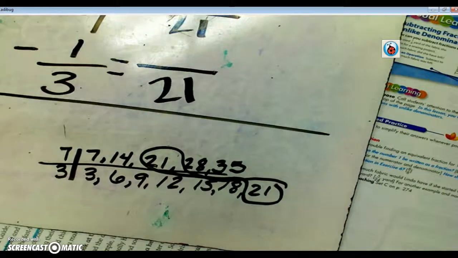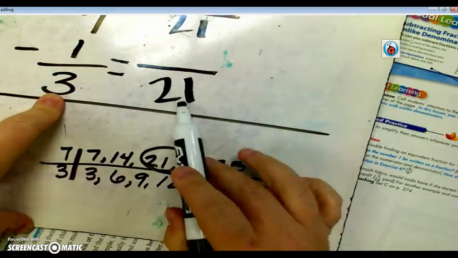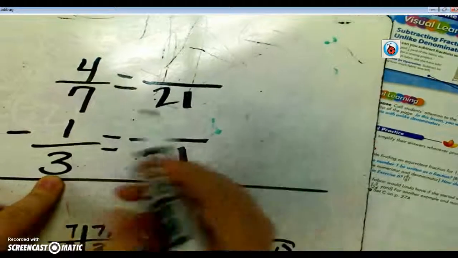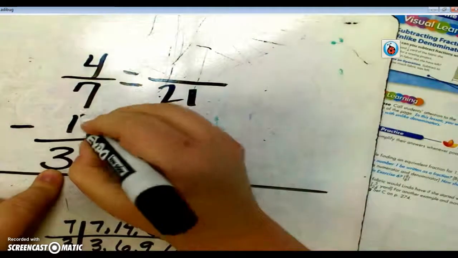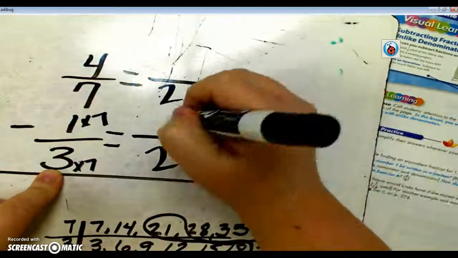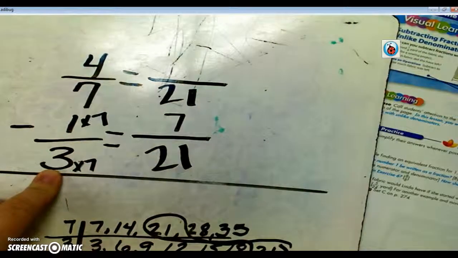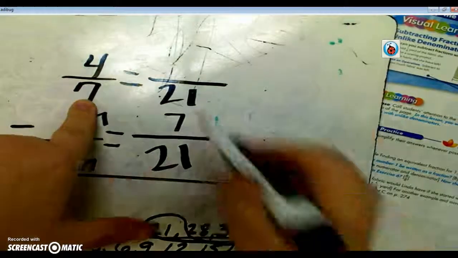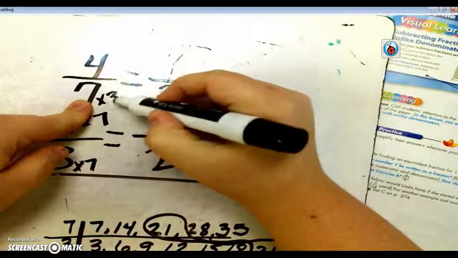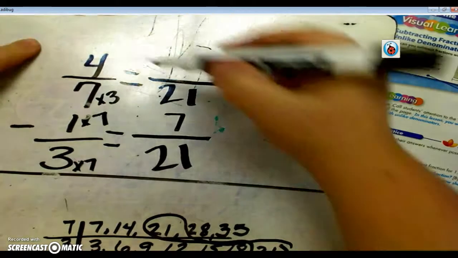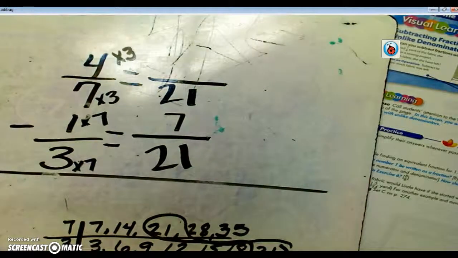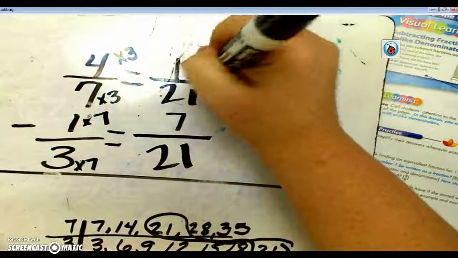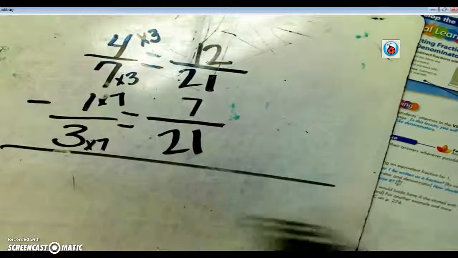Okay? Chelsea, how did I get from 3 to 21? Times 7. If I multiply the bottom times 7, what do I do to the top? Times 7. 1 times 7? Lene, how did I get from 7 to 21? 3. What do I do to the top? Perfect. Okay, I'm going to erase this little work down here.